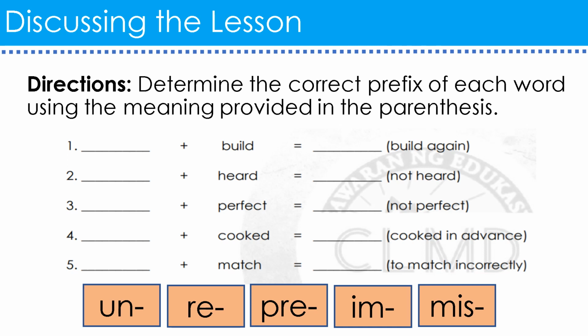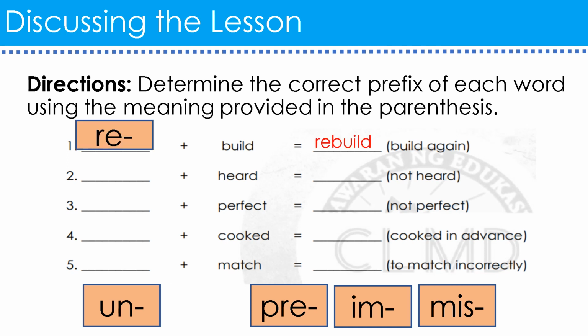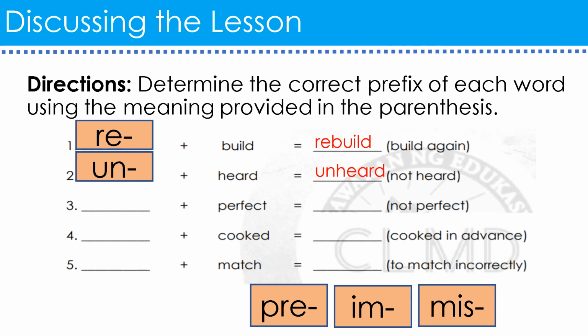What do you think is the prefix or the affixes that we will use to make a new word or to combine the word with build? Okay, let's see. Re means rebuild. Okay, so re means again, so build again. Very good. Next, not heard. Okay, very good. Unheard. Un means not and heard, so not heard.